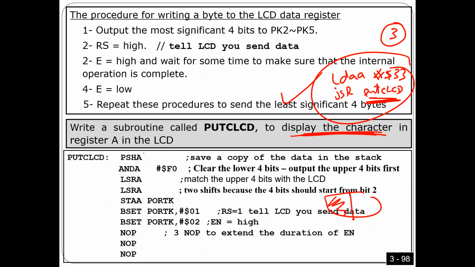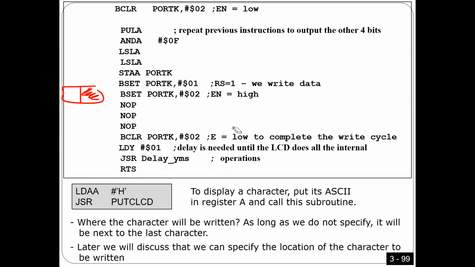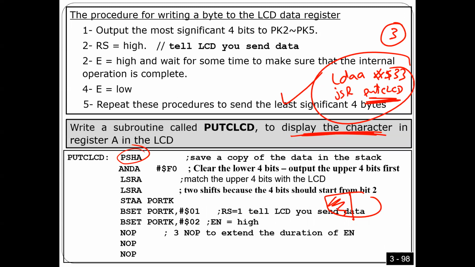Number 1, as you see here, I'm going to push A. You know why I do it, because I'm going to use register A, and I don't want to change it. So push A here, and at the very end, I pull it back here, as you see, okay?